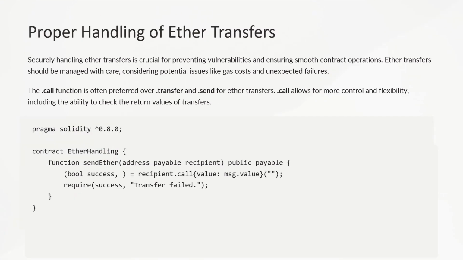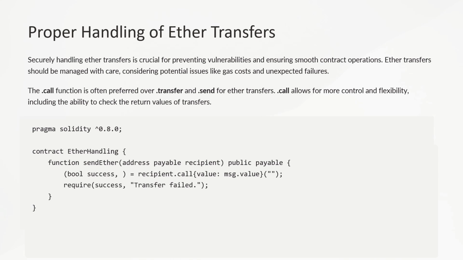Securely handling Ether transfers is crucial for preventing vulnerabilities and ensuring smooth contract operations. Proper Ether transfer handling involves using the call function for greater control and error handling. Imagine transferring delicate antiques requiring careful handling. Ether transfers in smart contracts must be managed with similar precision to avoid disruptions and ensure security. Let's look into this through an example.